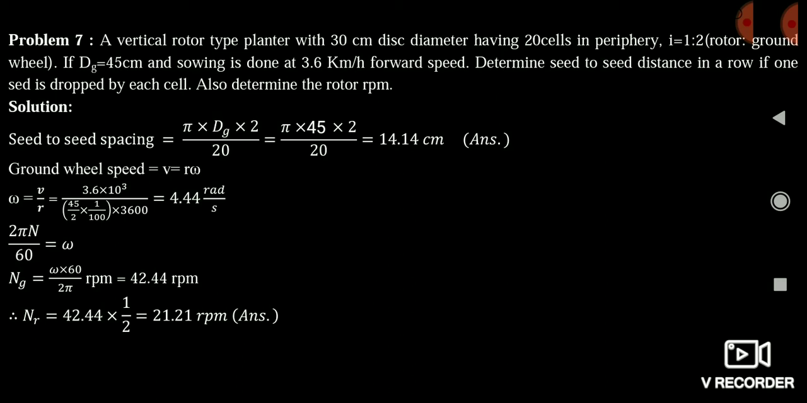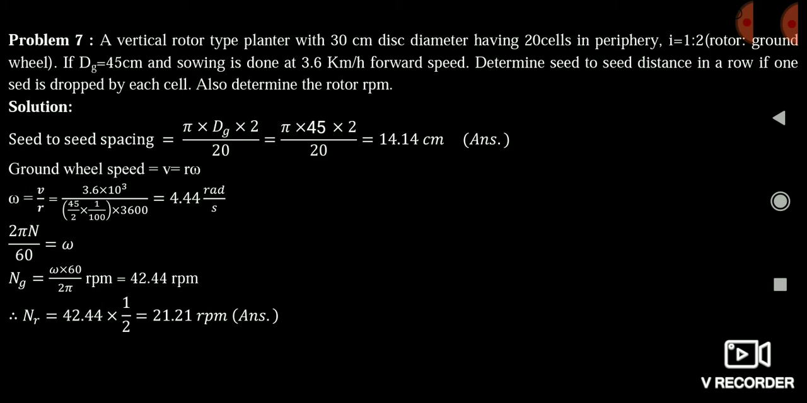Now friends, you can see that ground wheel speed is simply v is equal to r omega. I think all of you have studied this. So r you can calculate, the diameter is given, so you can calculate the r, and the forward speed is given. Friends, forward speed is given means that it has given the ground wheel speed. So 3.6 km per hour, you convert it into meter per second, and after that you calculate the omega, that is 4.44 radian per second. And friends, all of you know that omega is equal to 2 pi n by 60.